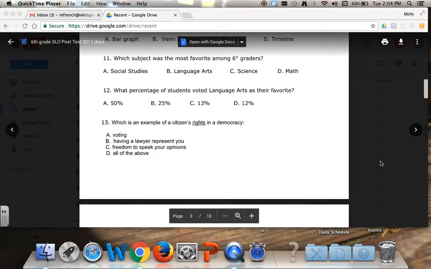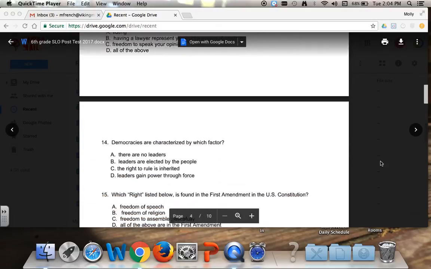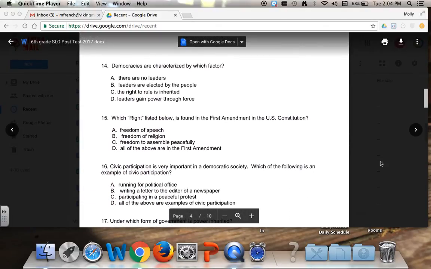Number 13. Which is an example of a citizen's rights in a democracy? A. Voting. B. Having a lawyer represent you. C. Freedom to speak your opinions. Or D. All of the above. Number 14. Democracies are characterized by which factor? A. There are no leaders. B. Leaders are elected by the people. C. The right to rule is inherited. Or D. Leaders gain the power through force.